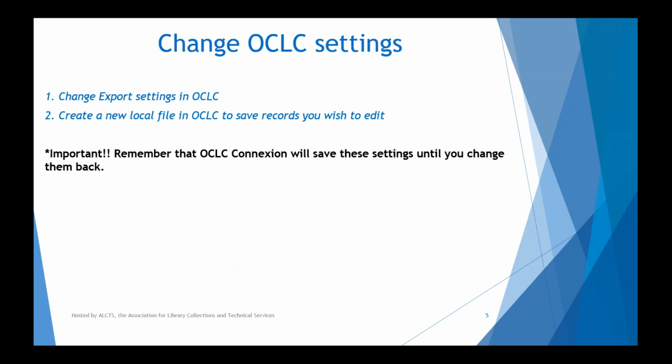Before any ETD records are edited, we first need to go to OCLC Connection and perform two steps. First, we need to change the exporting settings from single record export to batch record export. Then, we need to create a new local file in OCLC where we will put the records we wish to edit with the plugin tool. It's very important to remember at this point that OCLC Connection will keep these settings saved until you go back and change them. So after doing all the necessary edits using the plugin tool, remember to go back and change the OCLC settings to what they were set before using the plugin tool.